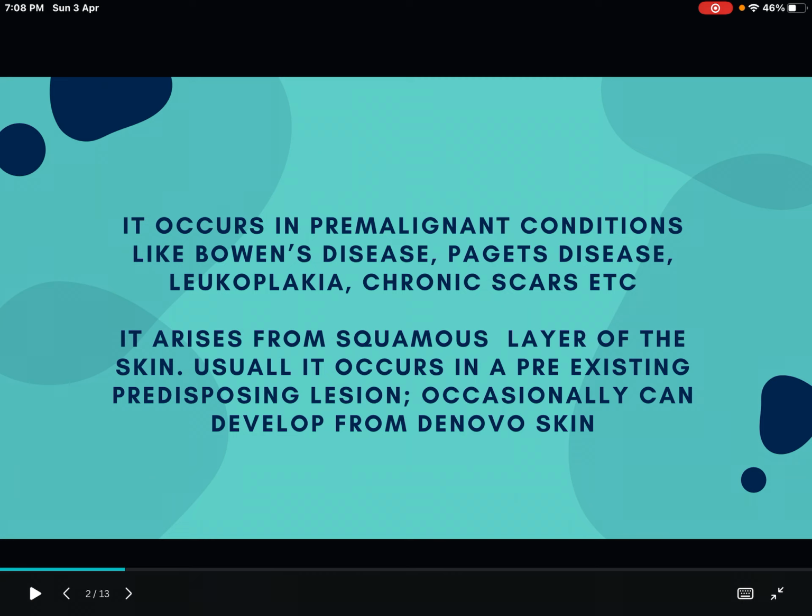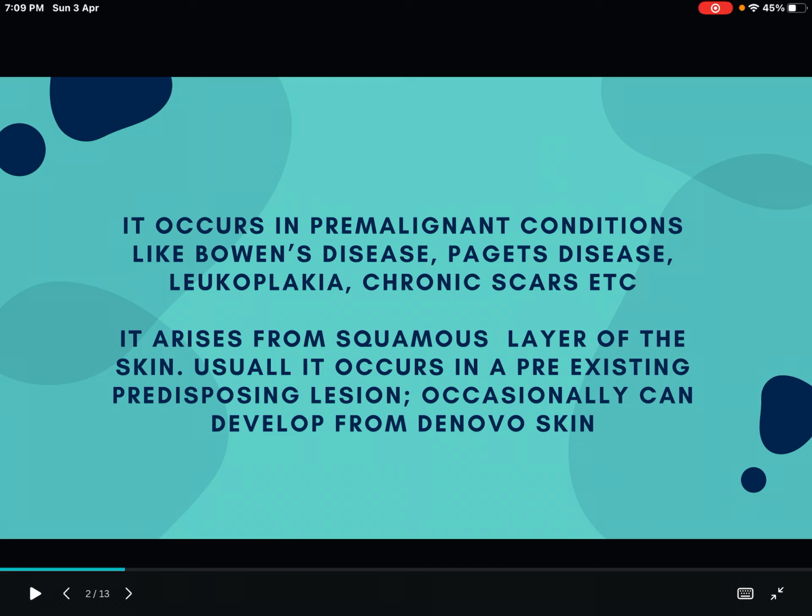It is arising from the squamous layer of the skin. It is squamous cell carcinoma, so it should arise from the squamous layer of the skin. Usually it occurs in a pre-existing predisposing lesion, as I have already told you, like the pre-malignant conditions Bowen's and Paget's. So usually it occurs in pre-existing predisposing lesions, but occasionally it can develop from de novo skin also.